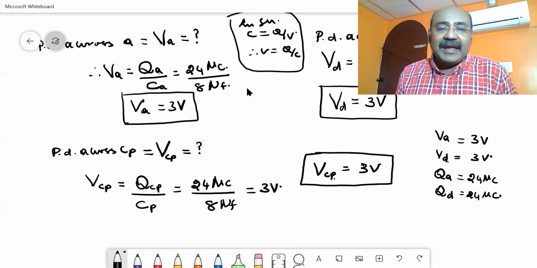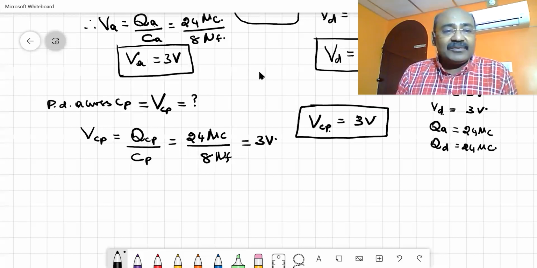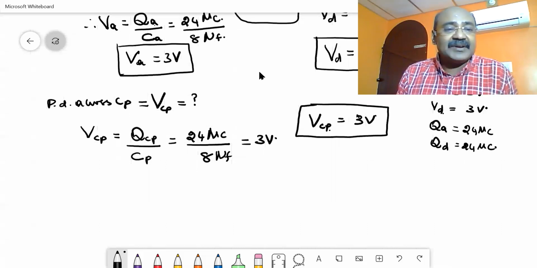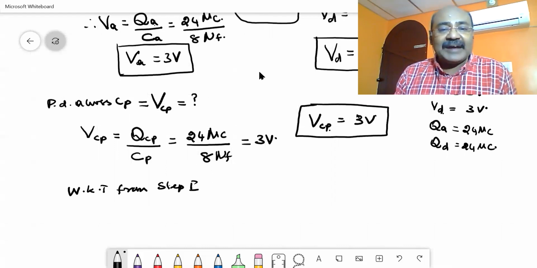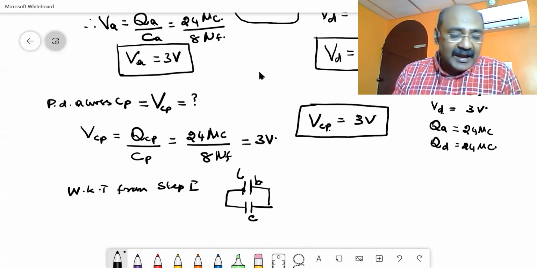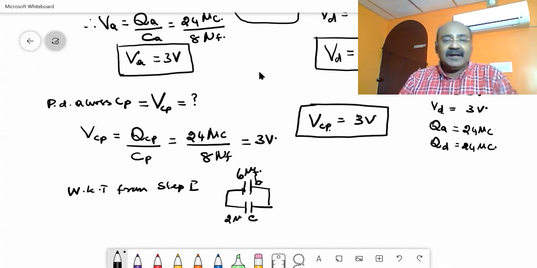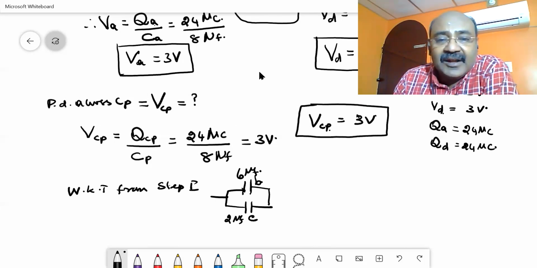For taking B and C, let us take this VCP. See, we simplified in the first step. From step 1, we know the two capacitors B and C are connected in parallel. This capacitor we are calling B, and this one we are taking as C. B is considered to have 6 microfarad and C is said to have 2 microfarad. Now, in this parallel combination, the potential difference VCP is equal to 3 volt.